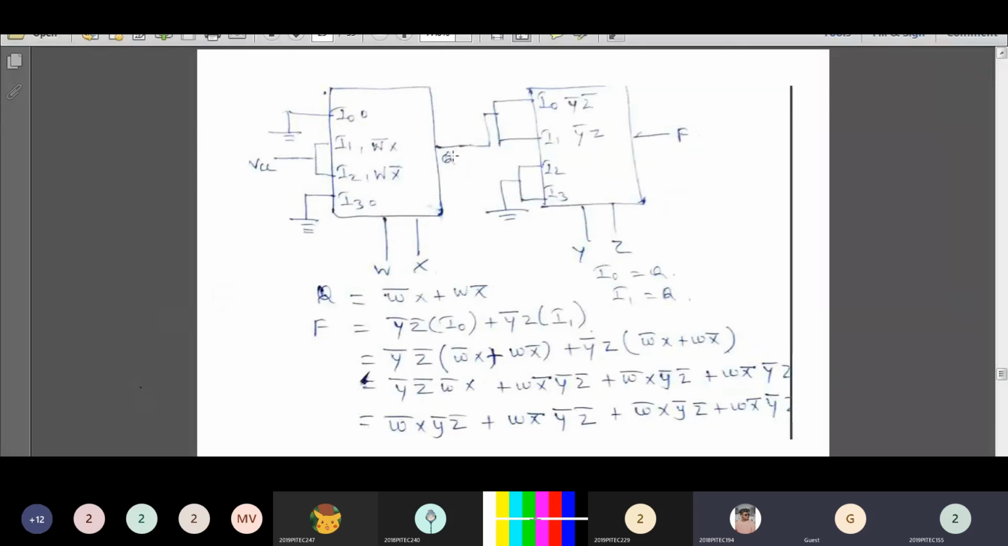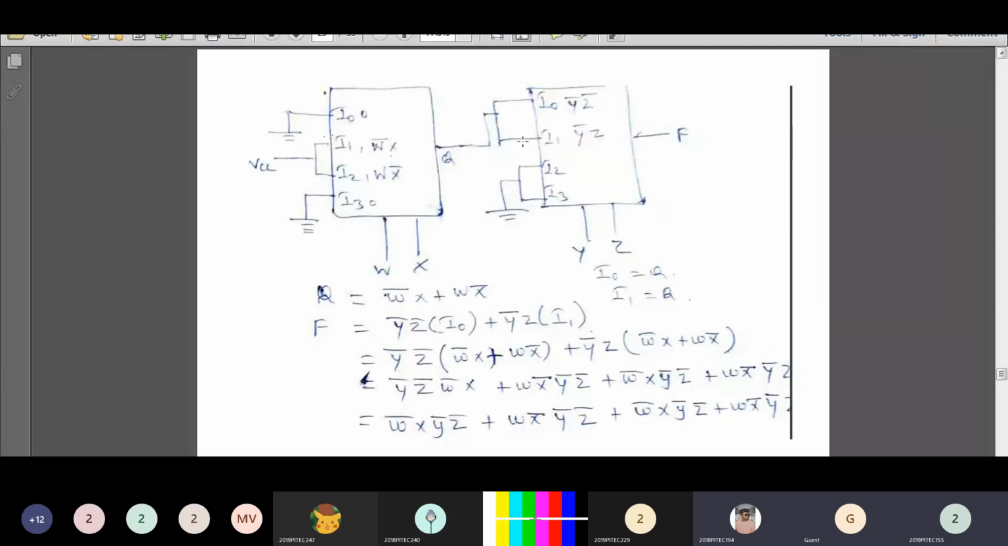So Q is equal to, here the control inputs are W and X. When your selection input is 0 1, I1 is selected, that represents the min term W dash X, into I1. So it is written here, W dash X plus W X dash. This is the output expression for our first multiplexer. Q is equal to W bar X plus W X bar. This min term should be multiplied with the value of I1. The value of I1 is 1, so it will become W dash X plus W X dash.